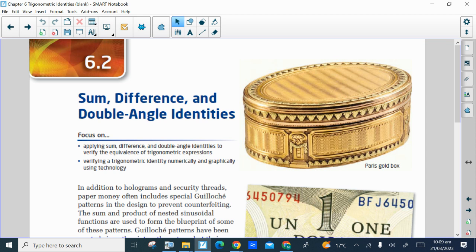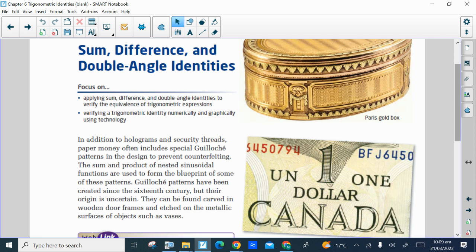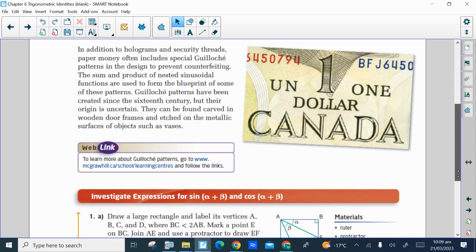So there's actually three Pythagorean identities, and they are on your formula sheet, so you don't have to memorize them because they're there for you. You just got to know when to use them and how. And the how is normally a substitution, right? So we're going to look at some more identities today, sum, difference, and double angle identities. And we'll verify some identities numerically and graphically using technology.